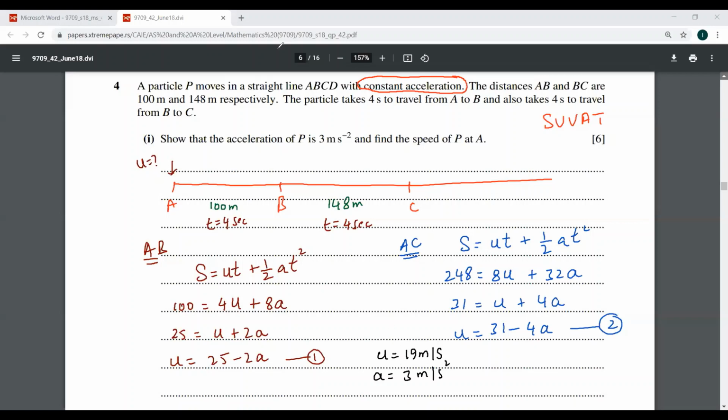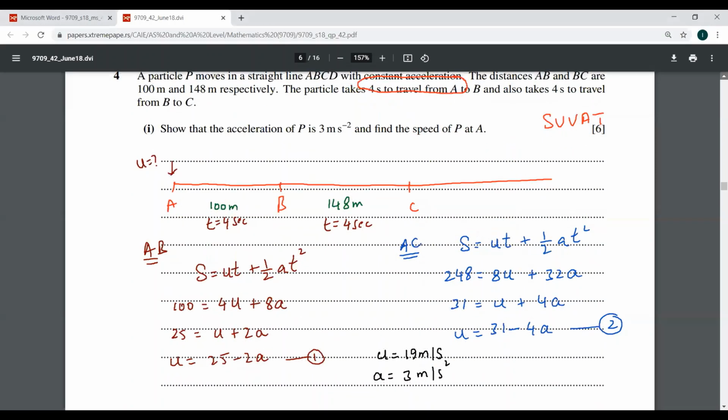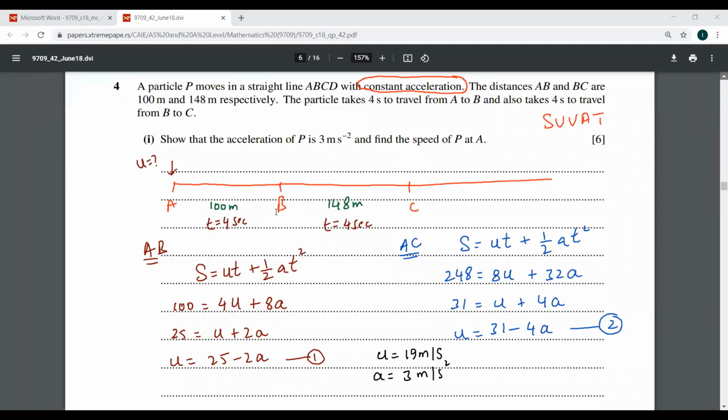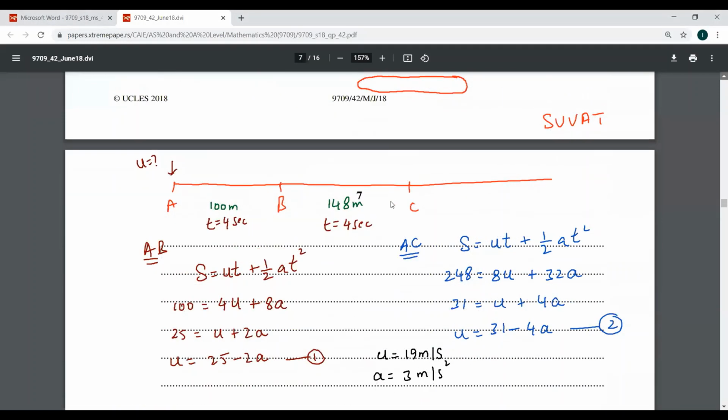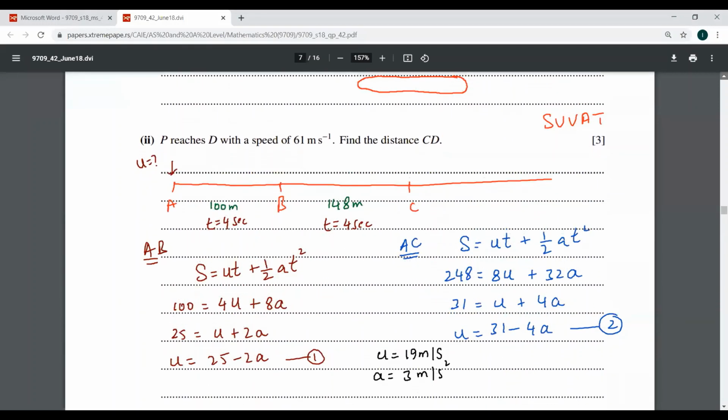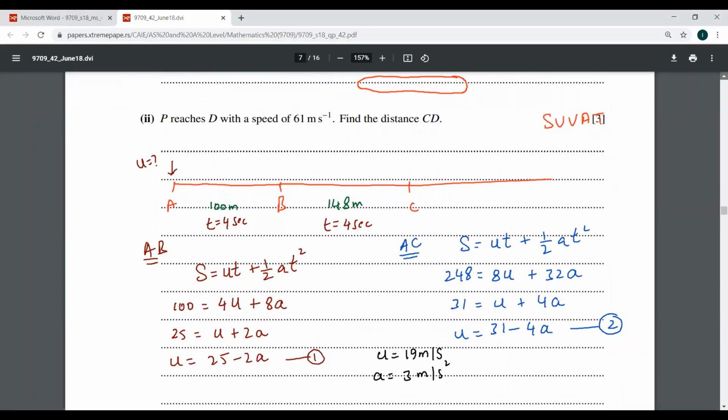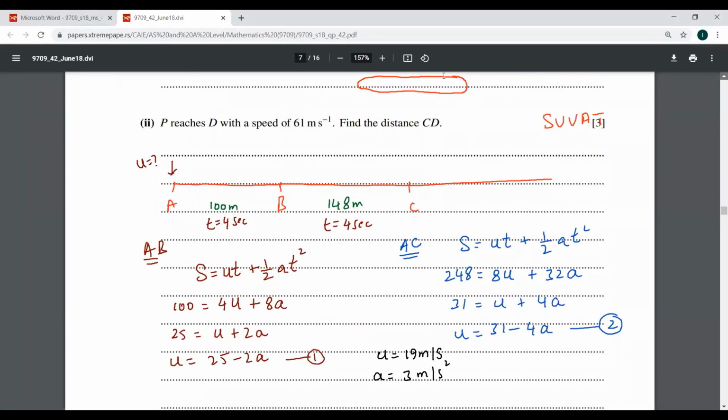Let's see what's there in the second part. Yes, I'm stopping here. You can see this. So let's move to the second part then. So here's the second part. It says P reaches D with speed of 61 meter per second. So I'm just going to add that information here. If we have the point D over here, it is reaching here with the speed 61 meter per second. And now we have to find the distance CD, how much is this distance over here. Give it a try, please.